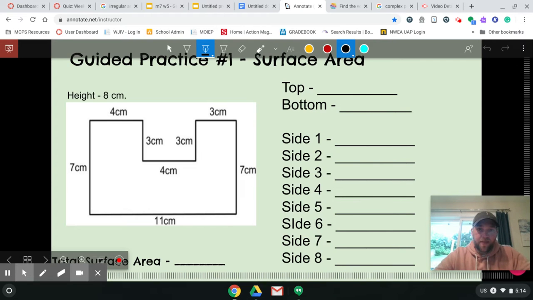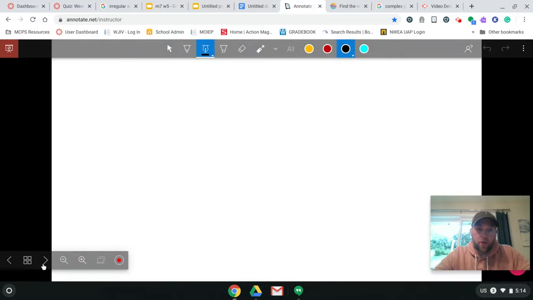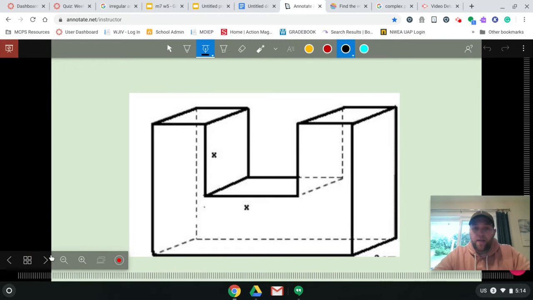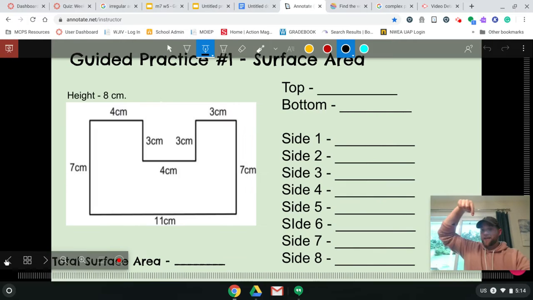Okay, so let's find the surface area, or the amount of coverage, of this three-dimensional shape that I was showing you before, okay? What we're going to see on the page that we're going to do the work on is just this face right here. I'm going to call that the top for now. So I want you to imagine we're looking straight down at the three-dimensional object. What we have to do is figure out the area of the top and the bottom.